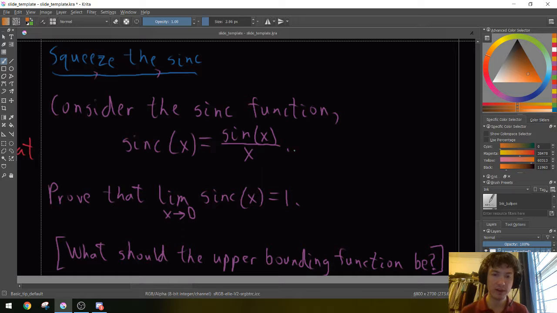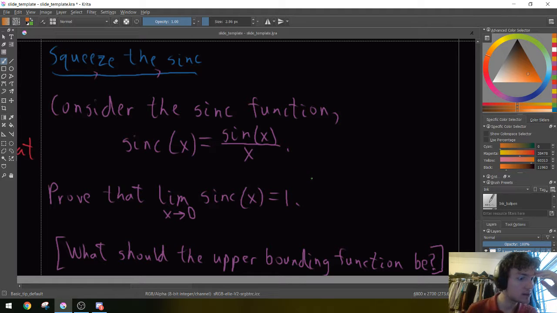So we want to find a function which is greater than sine x over x, but has the same limit, that it approaches 1 at 0. So can you think of a function which is always greater than or equal to sine x over x near 0, but it also approaches 1 at 0? I believe you can use cosine here. Cosine. Is cosine always bigger than sine x over x?